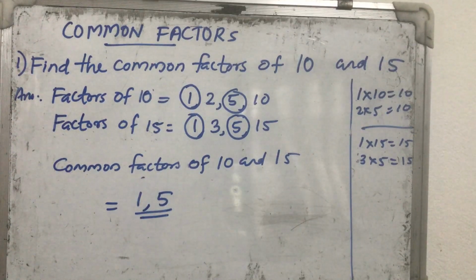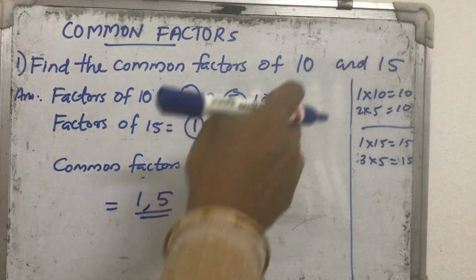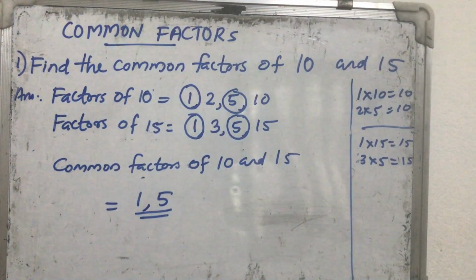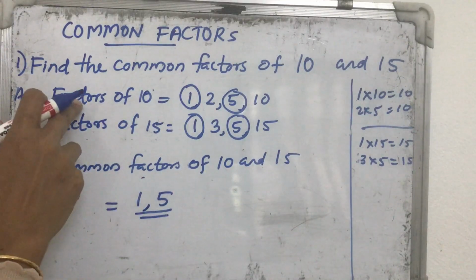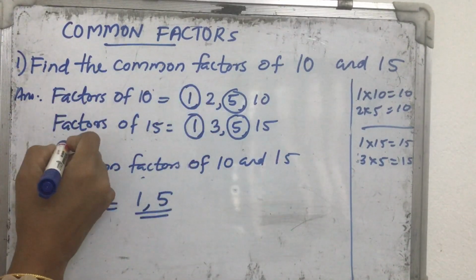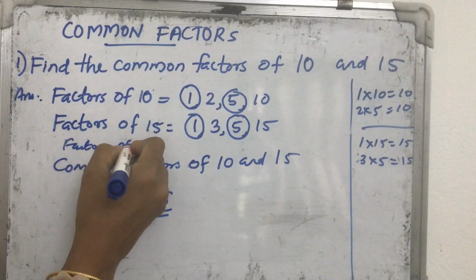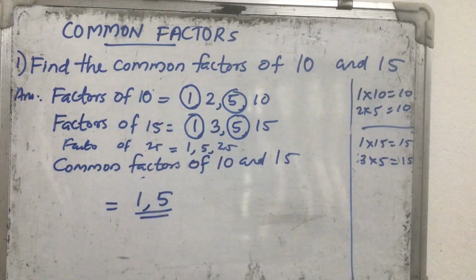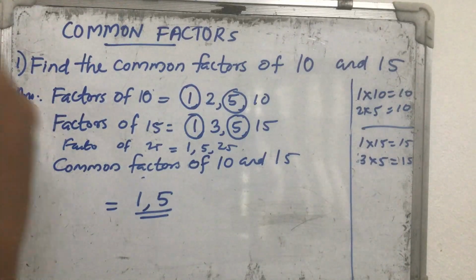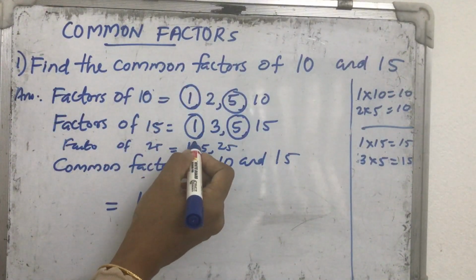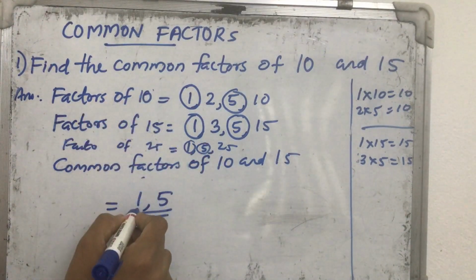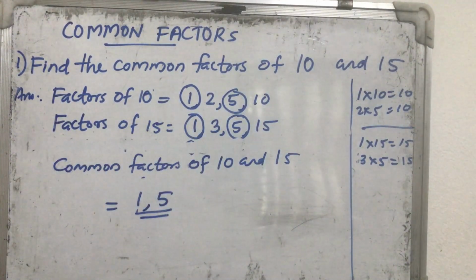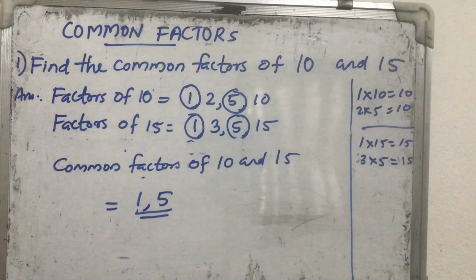Okay, in this way we can find out the common factors of more than two numbers also. If one more question is there, find the common factors of 10, 15 and one more number is given, 25 also. So we want to list the factors of those three numbers: factors of 10, then factors of 15. Next we are finding factors of 25, and we will write the factors of 25 as 1, 5 and 25. Only these three factors for 25. So among those three, which are common? Here also 1 and 5 are common. So the common factors of 10, 15 and 25 will be 1 and 5. Okay. So this is the method of finding common factors.